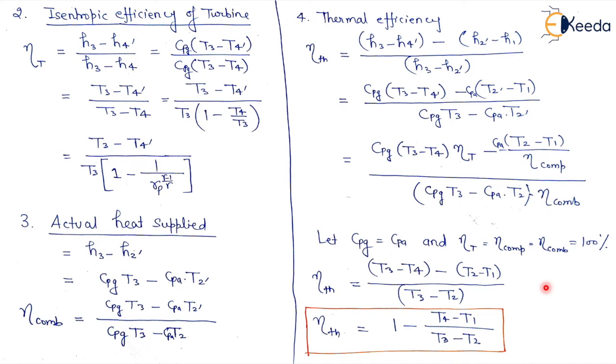In the actual cycle, if I assume the specific heat of gas is equal to the specific heat of air, and efficiency of turbine 100%, efficiency of compressor 100%, combustion efficiency 100%, in that case, we will get this efficiency.